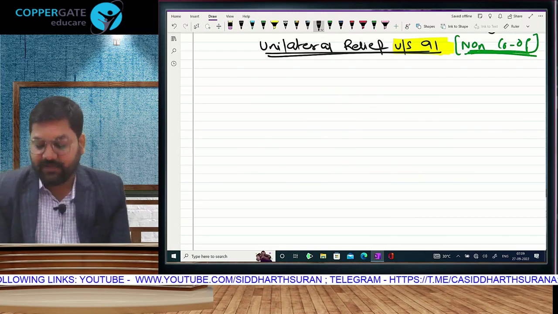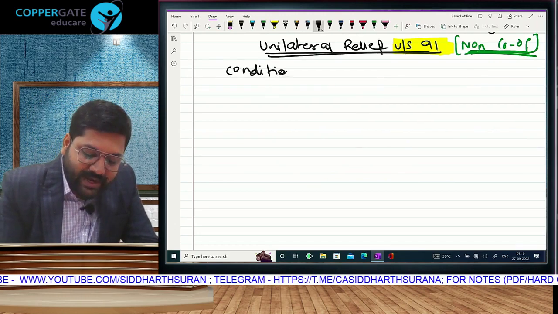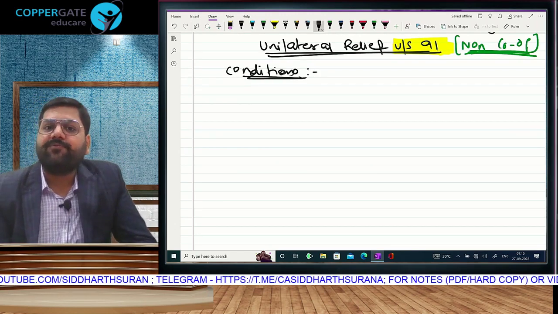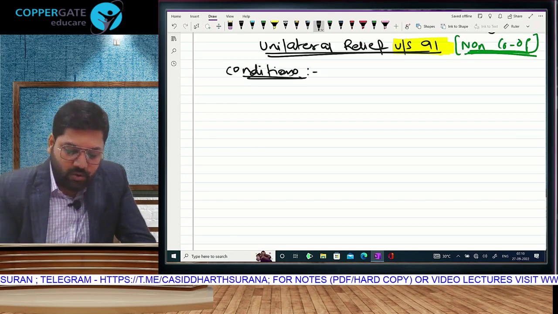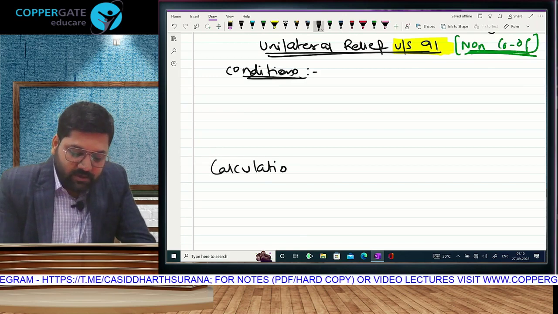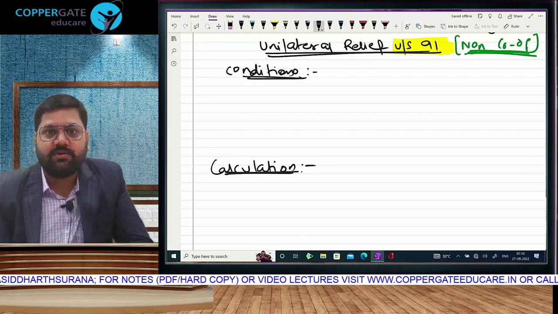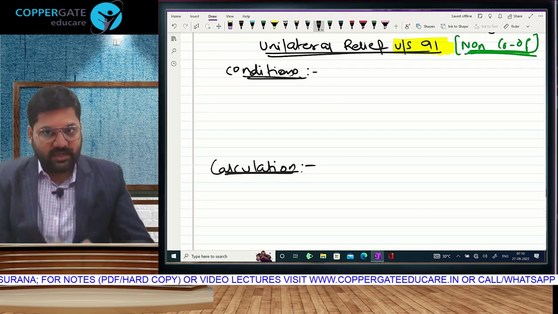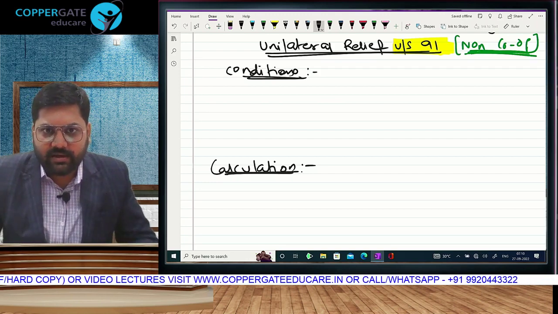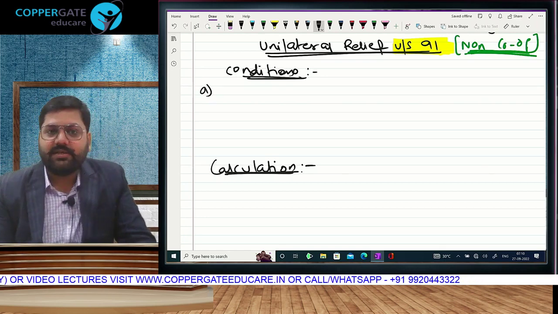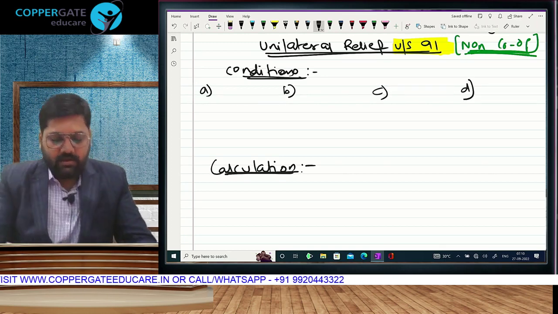For the purpose of getting this relief, we cannot go to the calculation part first. First, you need to satisfy some conditions. Unilateral relief will be given only to those assessees who are satisfying the following conditions. Once you know the conditions, then we can go and learn the calculation of unilateral relief. First the conditions, then the calculation. Relief will be given only if you fulfill the conditions. Friends, understood? So, supposedly, if I fulfill conditions, then I go to the calculation. If I don't fulfill the conditions, I don't go and learn the calculation. Do you understand that? For unilateral relief, 4 conditions are prescribed. A, B, C, D. 4 conditions.